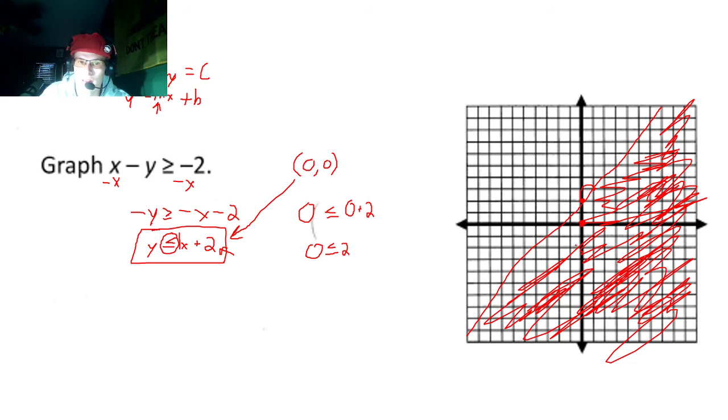So first step, determine where your line's at. Second step, determine how the inequality symbol influences your line. And then final step, use your test point to determine your region. All right? It's just 3 simple steps to remember.